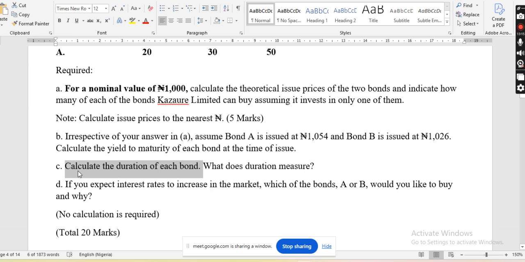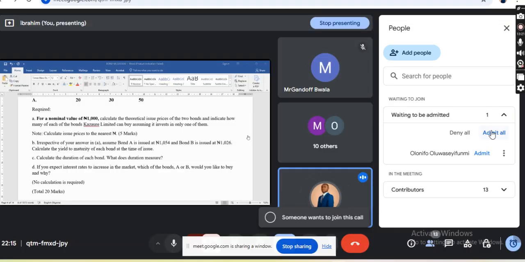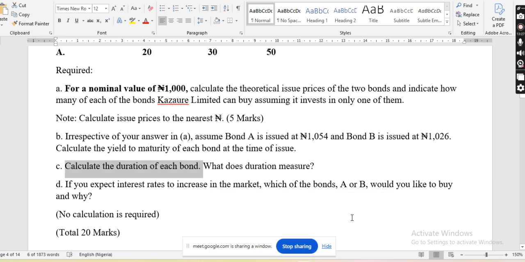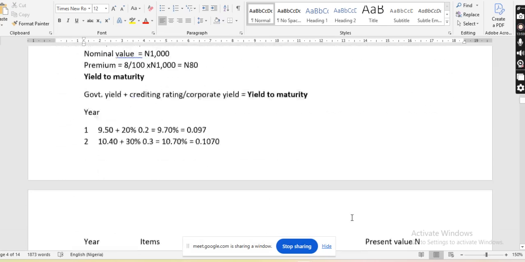Which means you have to use your normal yield to maturity for the credit rating calculated earlier, and that is what you will use. Because the question did not make reference to using the yield to maturity in B, some students will still go and use it. You are setting a question for yourself. So just use the government yield plus the credit rating, which is the credit spread, the two that you calculated earlier, to discount and get the duration of a bond. Please don't set questions for yourself, right?